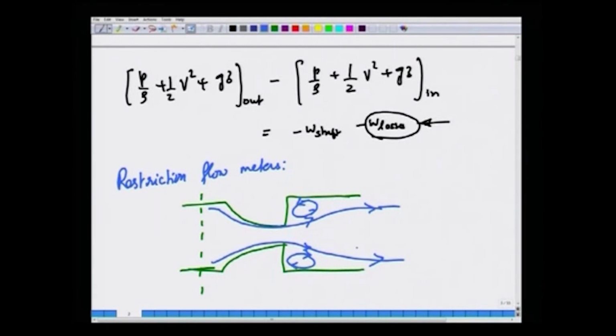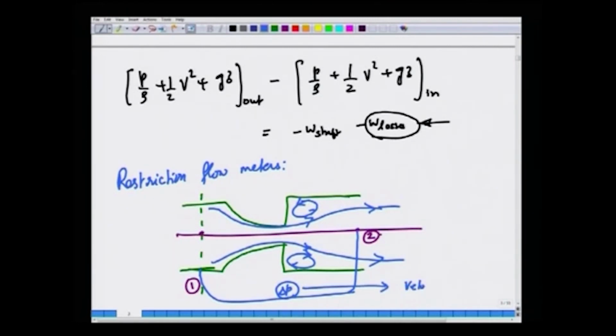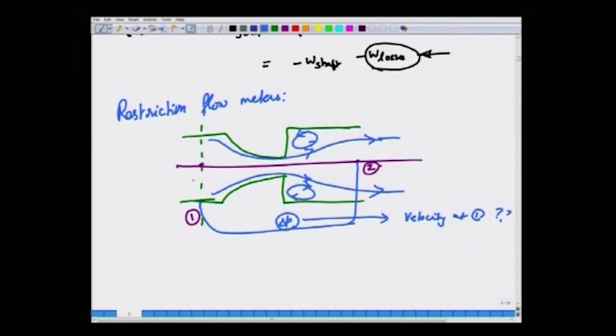So, the idea here is this. Suppose you take a streamline that goes from here, point 1, to point 2. Now, if I measure the pressure difference between these 2 points, there is a delta P. Can I relate it to the velocity at 1? That is the idea. So, you measure the pressure difference between 2 points, one upstream of the contraction and another downstream of the contraction, and see whether you can relate the pressure to the velocity.